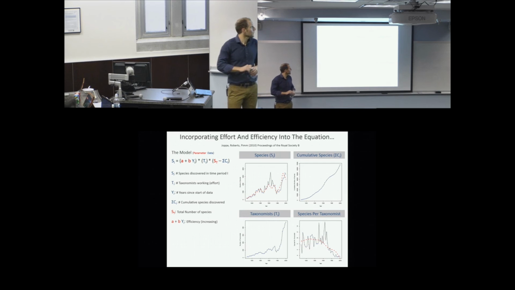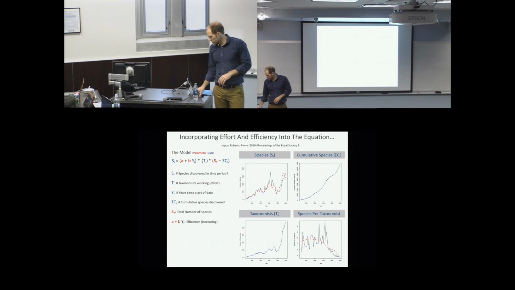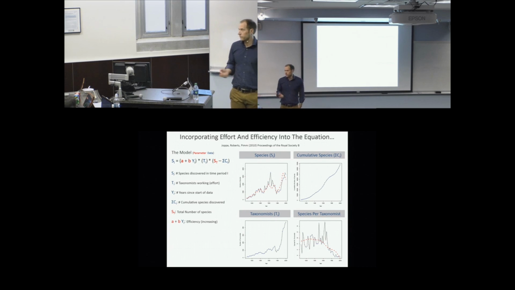So effort is, we are saying effort is the number of taxonomists that there are. We're saying efficiency is a function that we're trying to estimate. We're saying it's going to go linearly up through time. It's probably not right. So let's see if we walk through this.